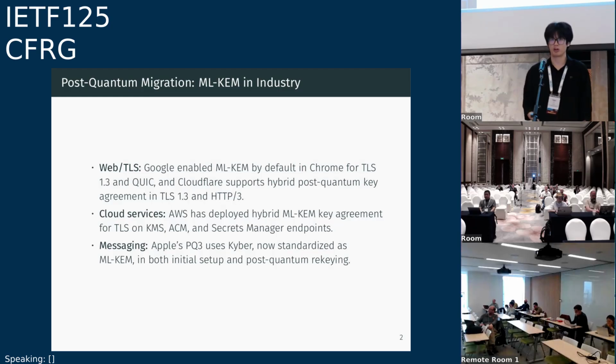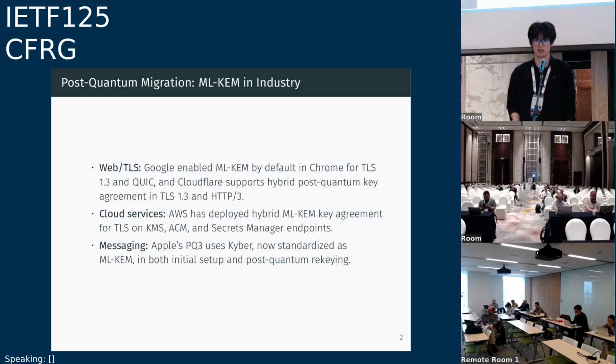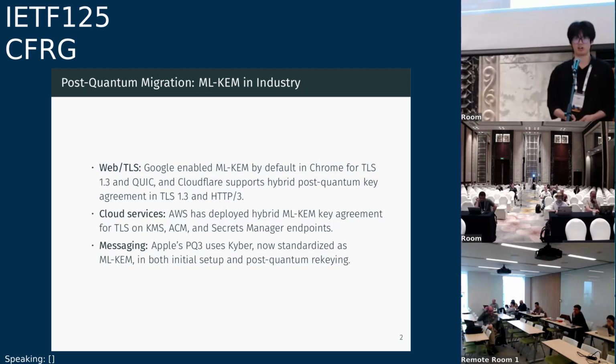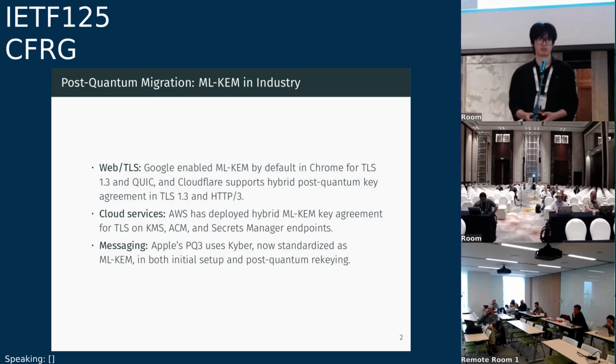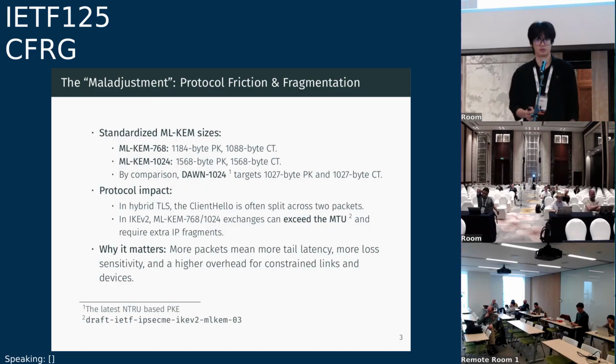In Web and TLS, Google enabled ML-KEM by default for TLS 1.3, and also Cloudflare supports hybrid post-quantum key agreement in TLS. Also in cloud services and messaging, they all use ML-KEM in practice. Well, the first message is that post-quantum migration is not a future topic, and ML-KEM is in progress. And in reality, there do exist some minor adjustments, especially for packet fragmentation and fragments.